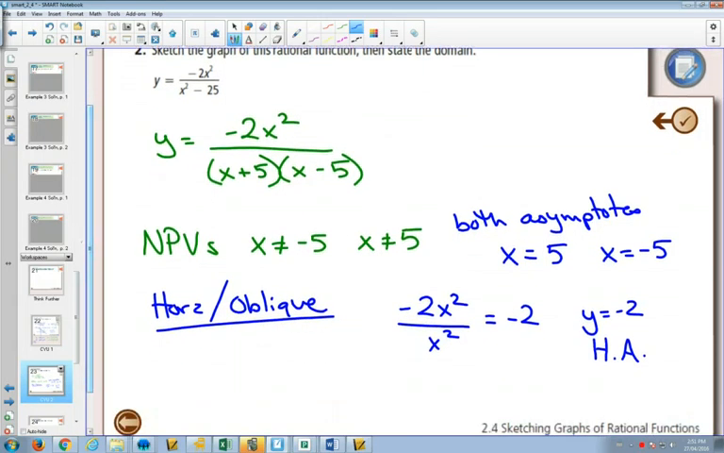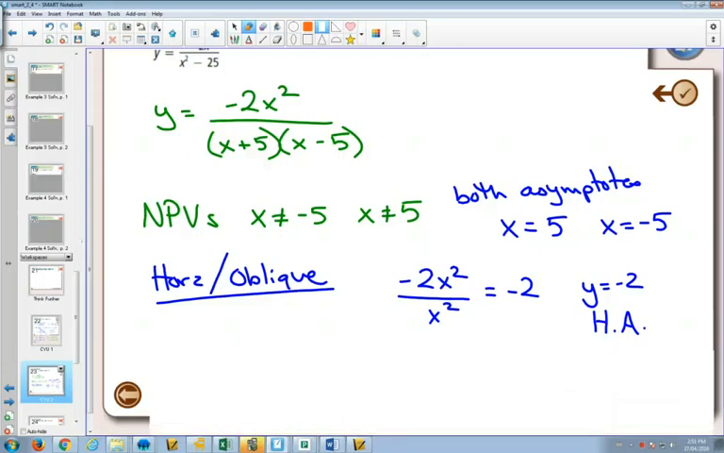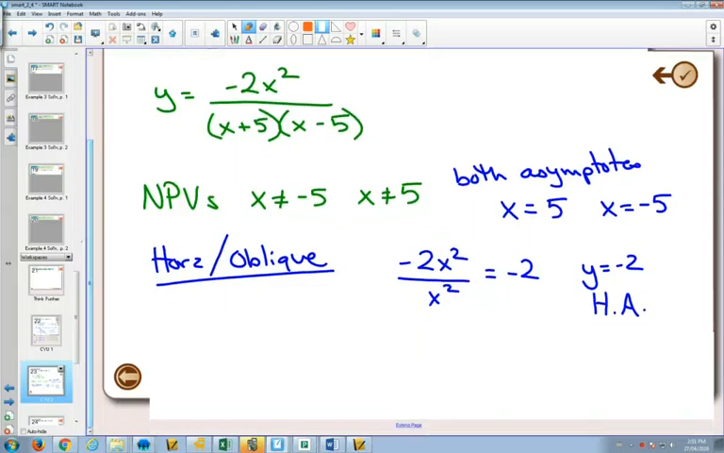So now we have a horizontal asymptote. We won't have a vertical asymptote. We won't have an oblique asymptote in this example. So we found all of our asymptotes. We can also find our x-intercepts and y-intercepts.